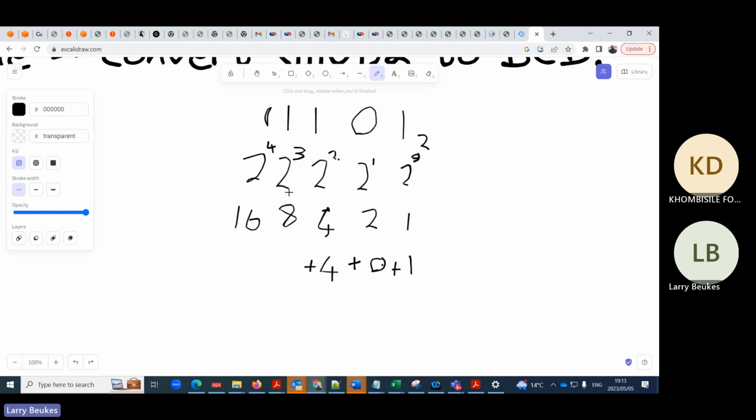And then here, 8 is present, so we add the 8. And then 16 is present because of the 1, so we add the 16. So 16 plus 4 is 20, plus 8 is 28, plus 1 is 29. So the answer is 29. So this 29 is in decimal, right?